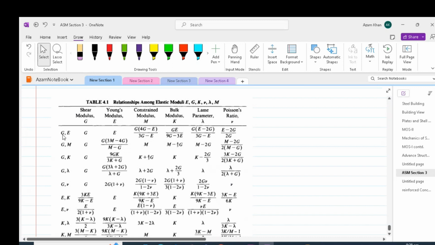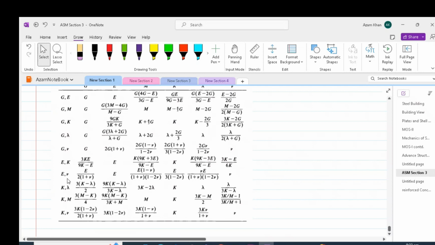If we want all the constants in terms of shear modulus and Young modulus, then we can have the constrained modulus. This we haven't used, but it can also be used in our calculation. We have bulk modulus in terms of shear modulus and Young modulus. We have got the Lamé parameters in terms of shear modulus and Young modulus, and similarly a Poisson ratio in terms of shear modulus and Young modulus. Similarly, if we know G, which is the shear modulus, and the constrained modulus, we can determine the rest of the constants in terms of these two.